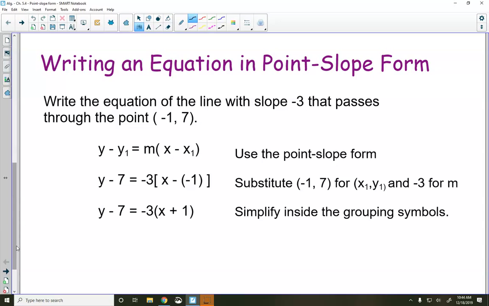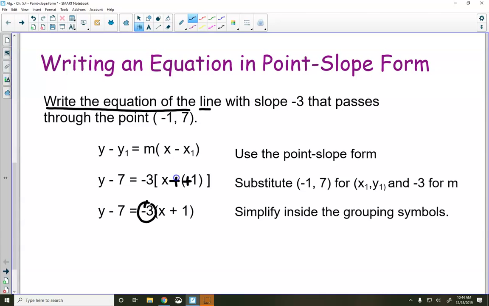This x minus x sub 1, remember, minus a negative is really plus a positive. So now that becomes y minus 7 equals -3 times the sum of x and 1. This is simplified into point-slope form. But they asked for the equation of a line. That means they want us to put it in slope-intercept form.